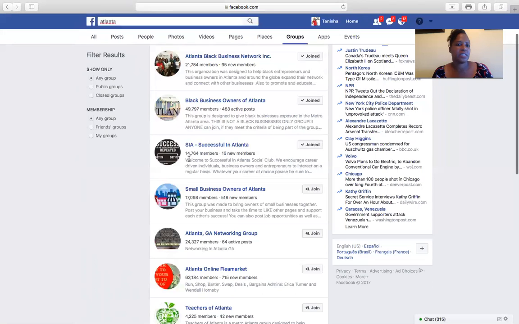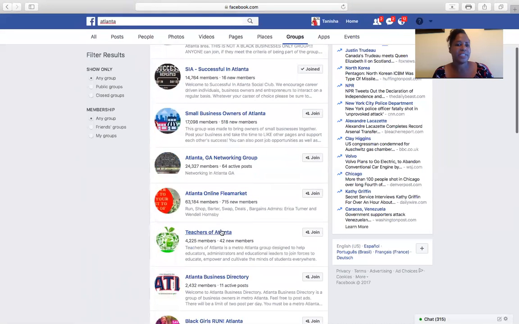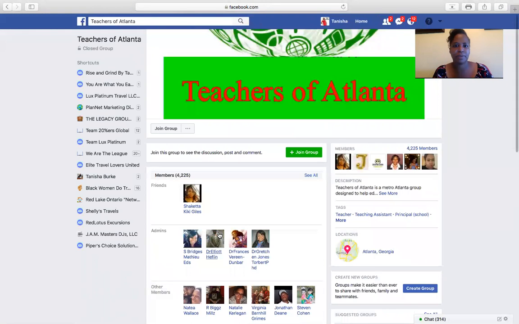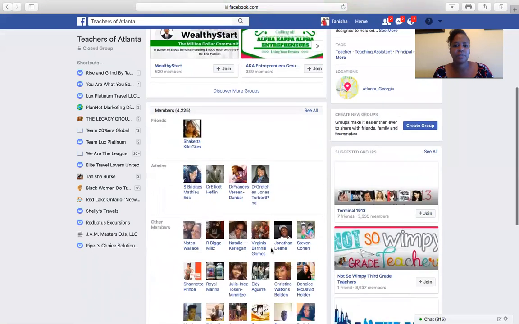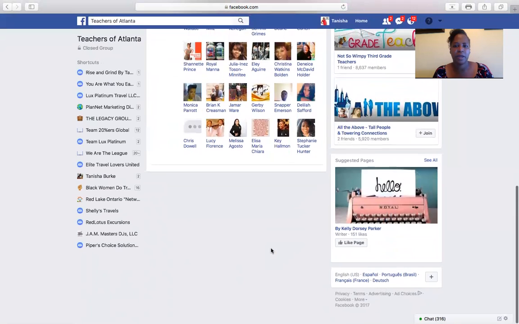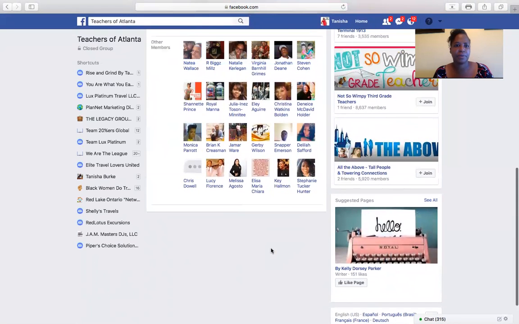Successful in Atlanta, this group has over 14,000 members in it. Again, a great group to go in and start friending people. Teachers in Atlanta, a great group, right? There's over 4,000 people in this group. You can join it. Once they accept you, you can actually go in and start friending people.